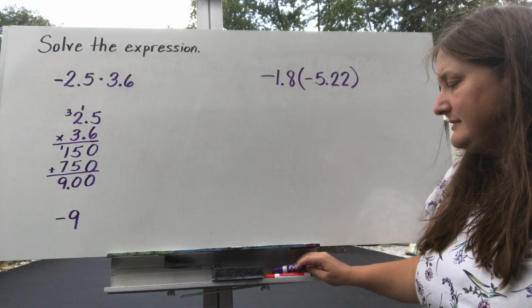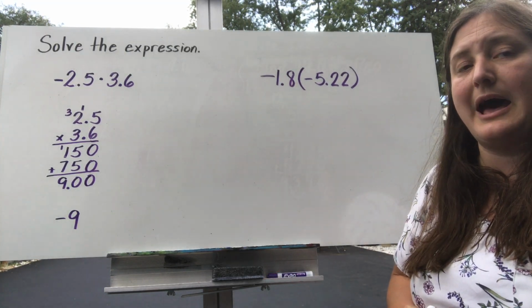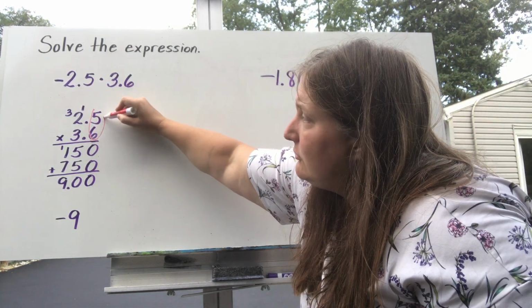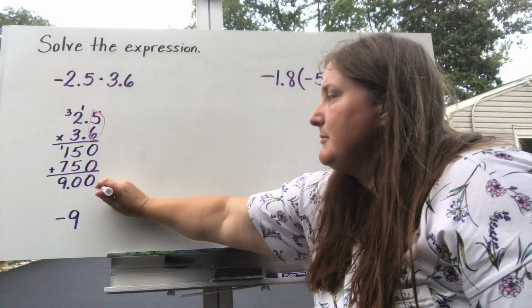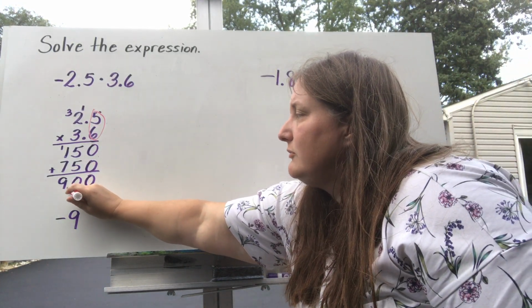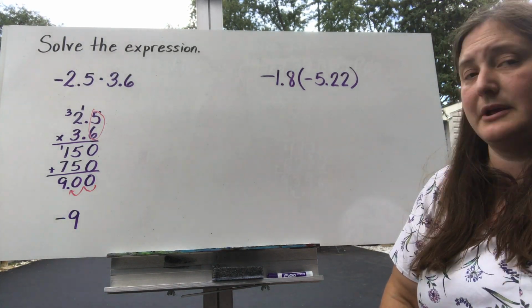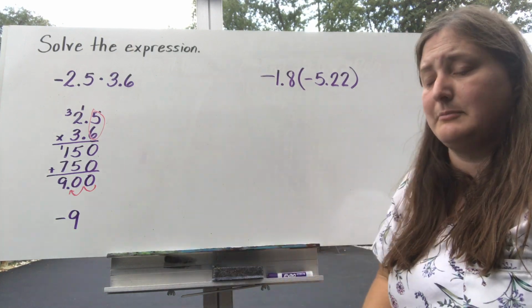So to decide where the decimal is going, I have to see in my problem how many numbers were behind decimals. So in my factors, I had 2 numbers behind decimals, and so when I went to my answer, I moved the decimal over 1, 2 spots. My final answer here is -9 because I was multiplying one negative and one positive number. So -9 is my final answer.